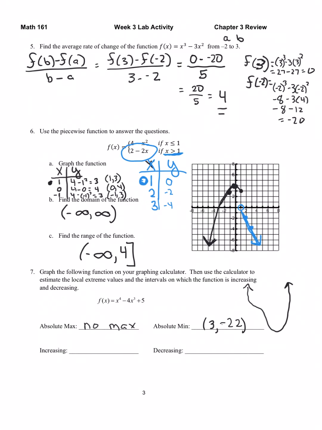Okay, and then where is this function decreasing? It would be decreasing from negative infinity all the way until 3 here. And it would be increasing from 3, x is 3, all the way to positive infinity.